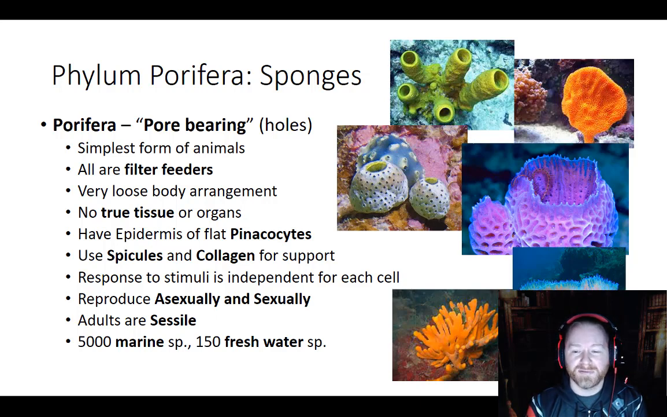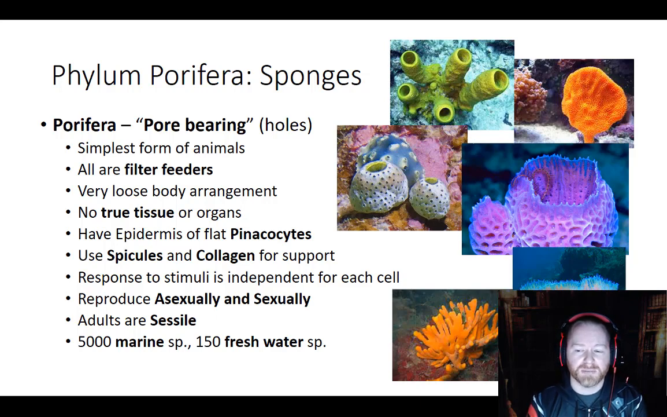All of them are going to be filter feeders. There's a bunch of different types of sponges, but all of them filter feed, meaning that they strain, in this case, seawater or just water. They strain the water and get any type of organic material and bits out of the water, and they absorb that into their body and use it for nutrients and for energy. They have a very loose body arrangement. There's no tissue and there are no organs in sponges, which is really weird to think of, but really they're just a loose connection of cells that work together.